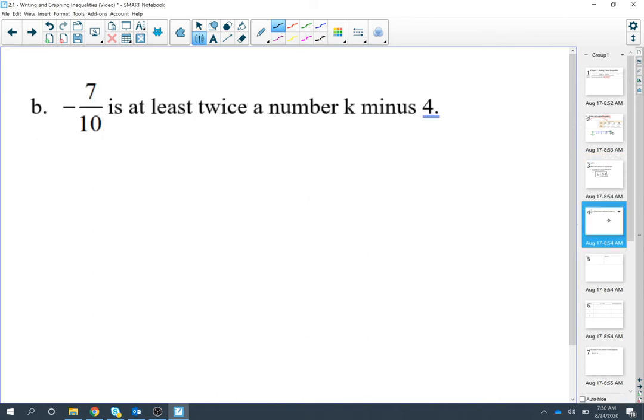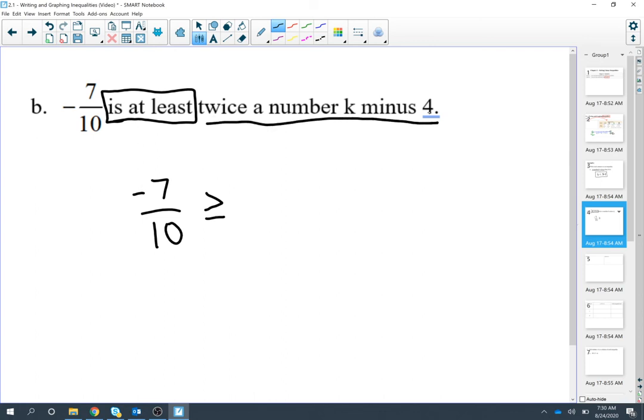Letter B, -7/10 is at least twice a number k minus 4. So -7/10 is at least, okay? Meaning it has to be at least or bigger than. And then it says is at least. So it could be equal to, because it could be at least -7/10 or bigger than, twice a number k minus 4. Okay, so twice a number k. Twice means multiply by 2. Twice a number k minus 4. And there's your inequality.